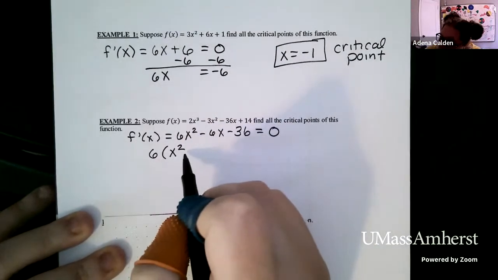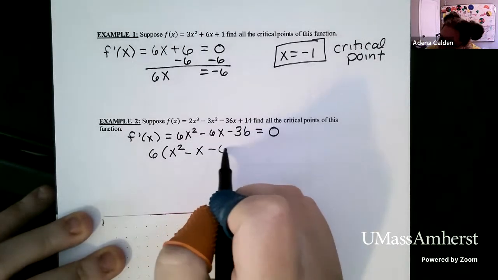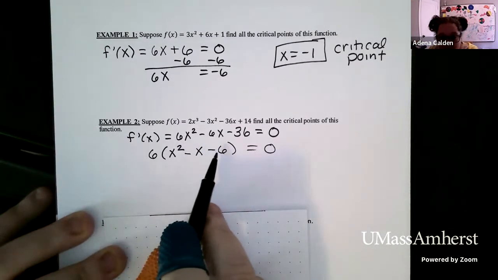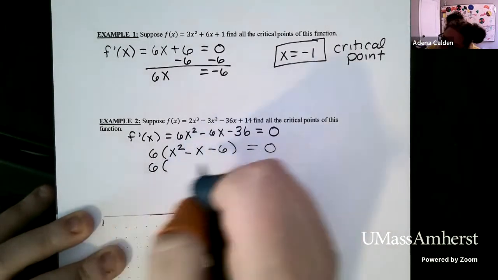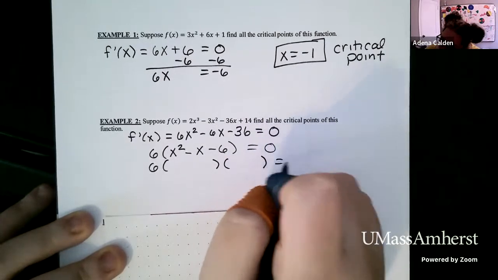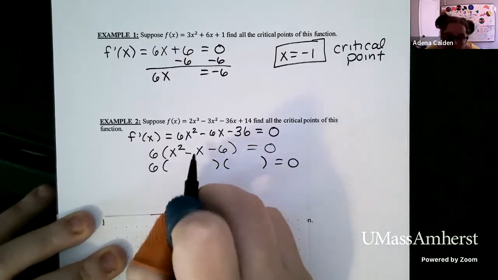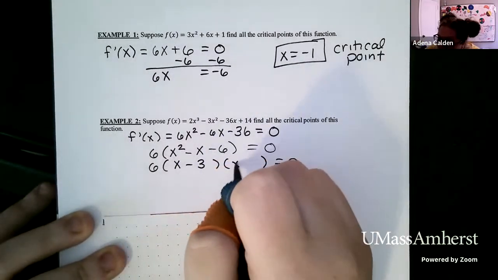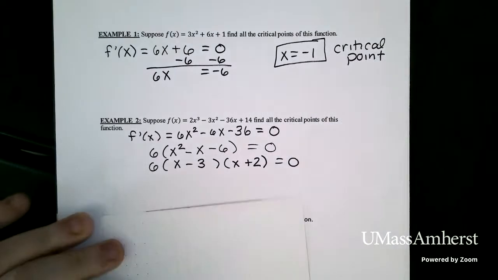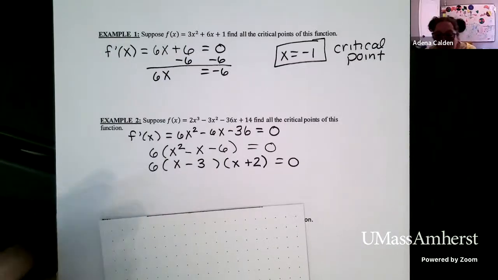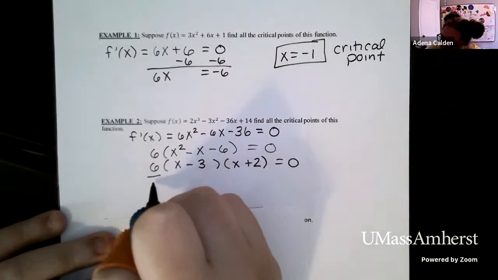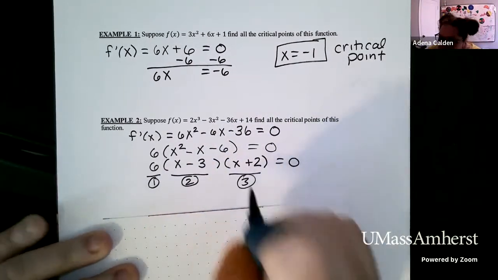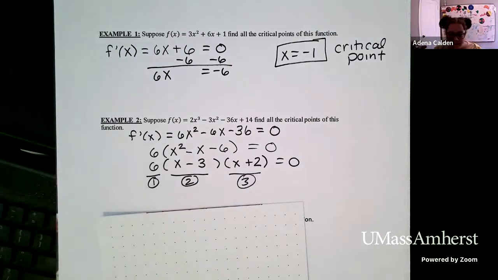So I'm going to factor out a 6. So I have x squared minus x minus 6. And now I'm going to factor the x squared minus x minus 6. So I'm looking for two numbers that multiply to give me -6, but add up to give me -1. So I have x minus 3, x plus 2. Okay, so once you've factored something, we now have 3 factors. I have the 6, I have the x minus 3, and I have the x plus 2.